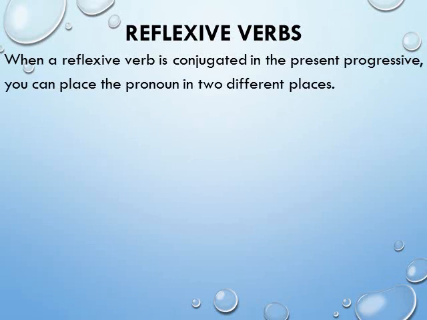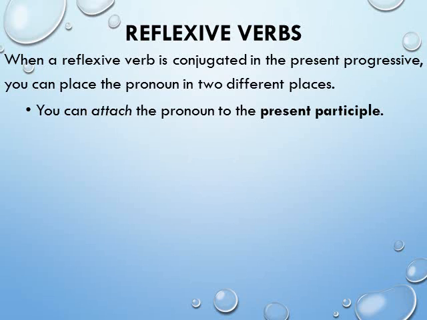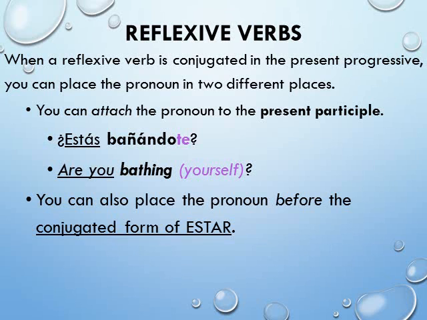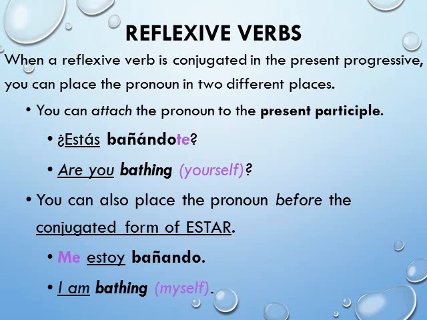All right, so when a reflexive verb is conjugated in the present progressive tense, you can place the pronoun in two different places. You can attach the pronoun to the end of the present participle, which is the ando or yendo. So, estás bañándote, okay? Are you bathing yourself? So notice that the te is at the end of the ando, okay? You can also place the pronoun before the conjugated form of the estar. So you can say, me estoy bañando, I am bathing myself, okay?